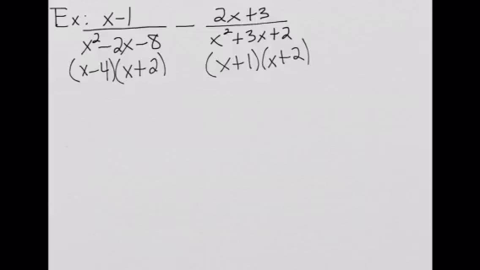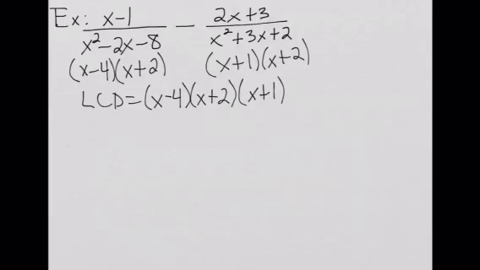And so now we're going to write out the LCD. Well, we just start with our first one, which is x minus 4 and x plus 2. Okay, and then we look at our second one, and we notice we've got x plus 1 over there. Well, I don't already have an x plus 1, so I want to include it as well. And then if I look at my x plus 2, we already have an x plus 2. I don't need another one. And so here we have our LCD.